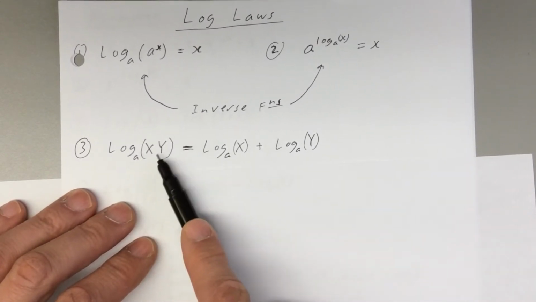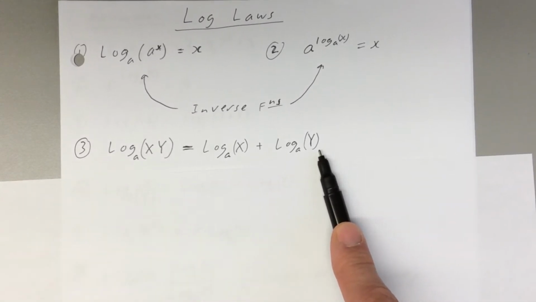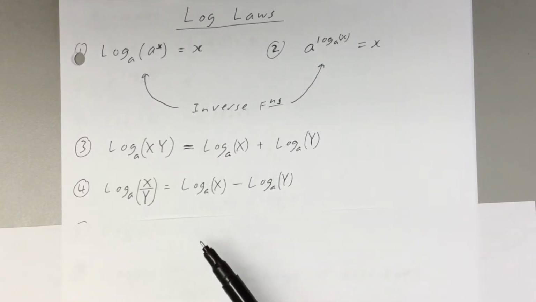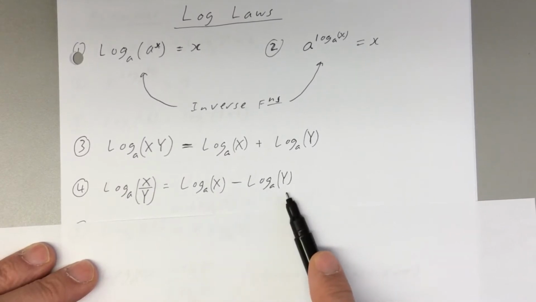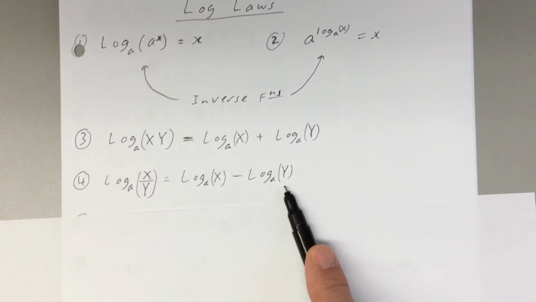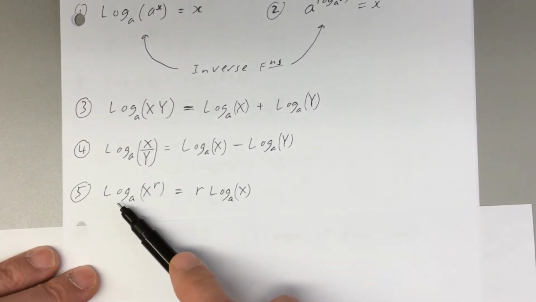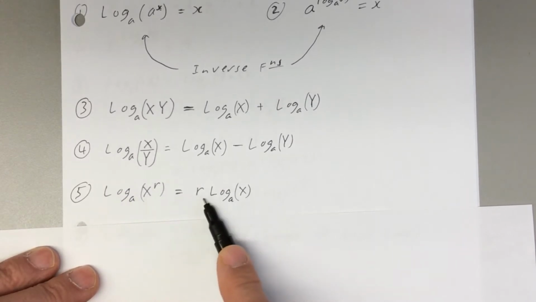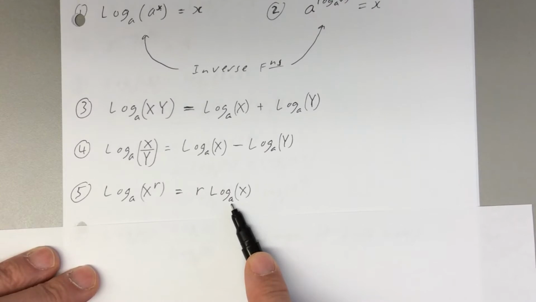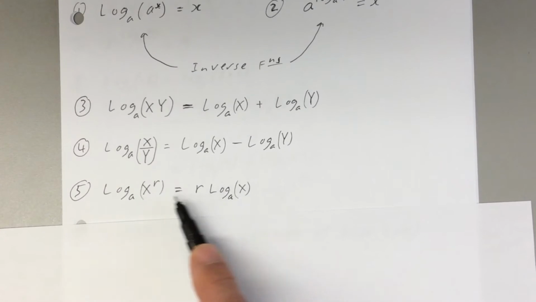Log base a of x times y is log base a of x plus log base a of y. And then the division is kind of similar: log base a of x over y equals log base a of x minus log base a of y. And then we have the power rule here. Log base a of x to the exponent r: what's neat is that the exponent can come right down in front, so you have r times log base a of x.